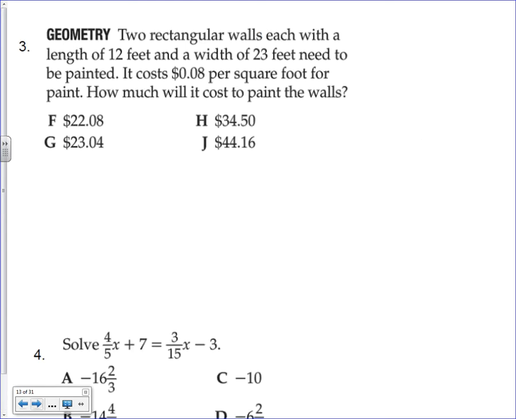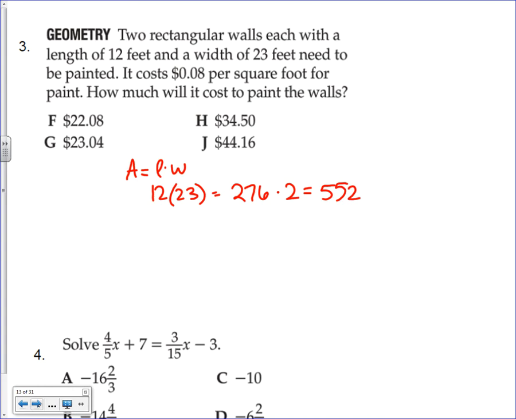Okay, 2 rectangular walls, each with a length of 12 feet and a width of 23 feet, need to be painted. It costs 8 cents per square foot for paint. How much will it cost to paint the walls? Well, if I am painting the walls, that is area. So if I'm going to find the area of a rectangle, I'm going to do length times width. That'll be 12 times 23 here, which will give me 276. But there's 2 of them. So I'm going to multiply by 2, and I get 552 square feet that I need to paint.